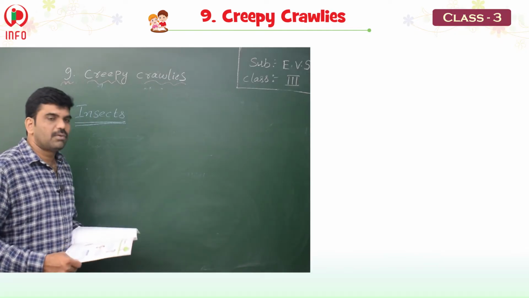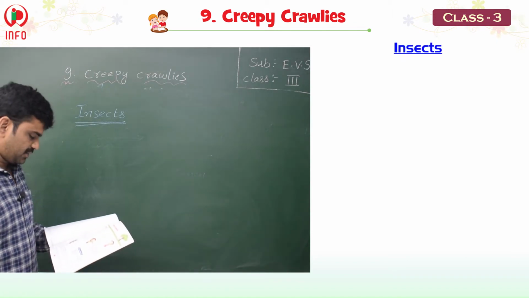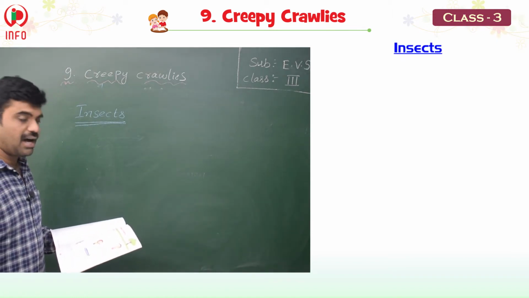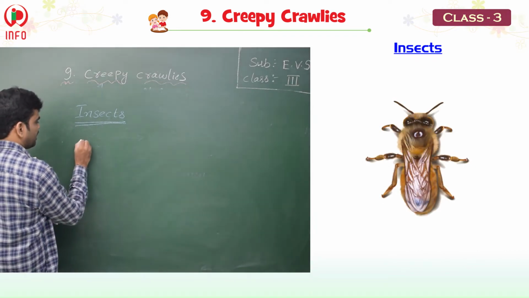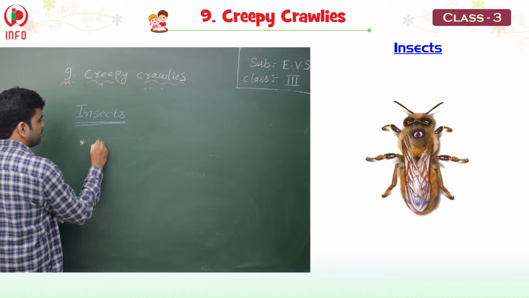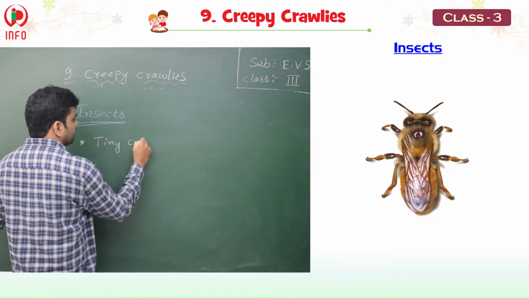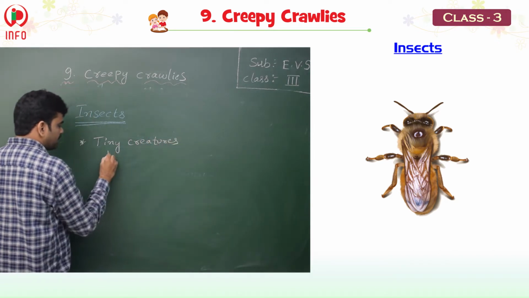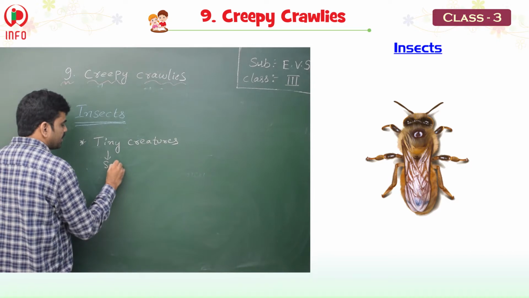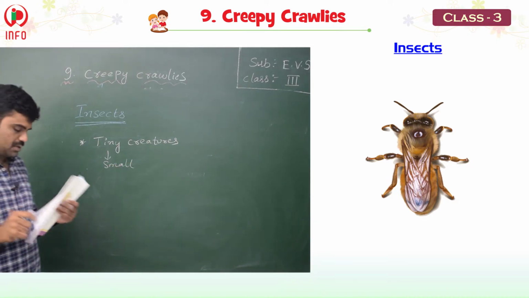Children, now I am going to explain about the insects. Insects are tiny creatures. That means, tiny means what, children? Small. Tiny means small, very small.